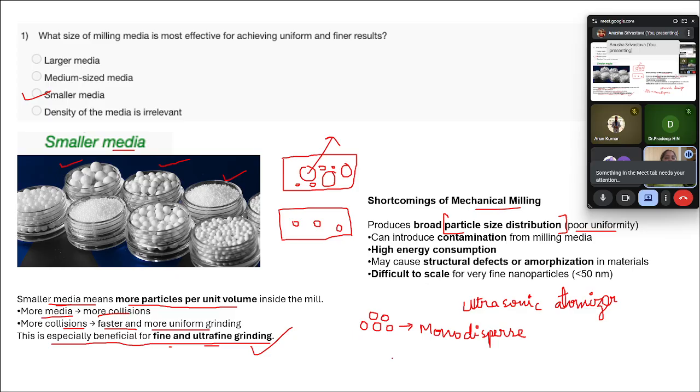But in case you are following some technique which yields nanoparticles of different sizes, then this is called polydisperse.